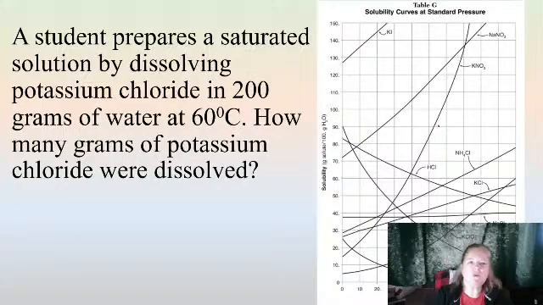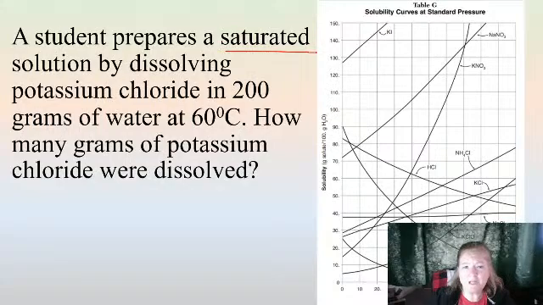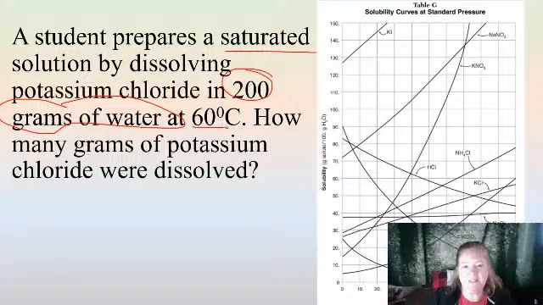A student prepares the solution by dissolving potassium chloride in 200 grams of water at 60 degrees Celsius. How many grams were dissolved? So saturated means on the line. At this temperature, let's go to 60. And what substance? Potassium chloride. So let's go, here's potassium chloride. So 60 right here. That's saturated, right? So like 44, roughly.